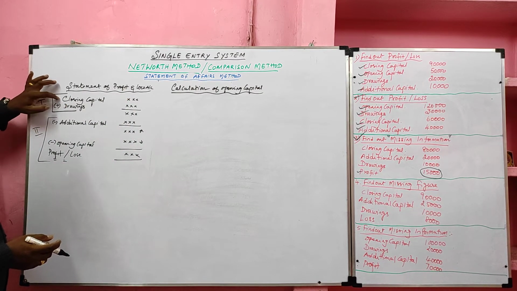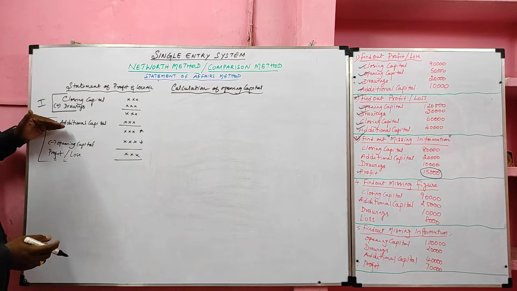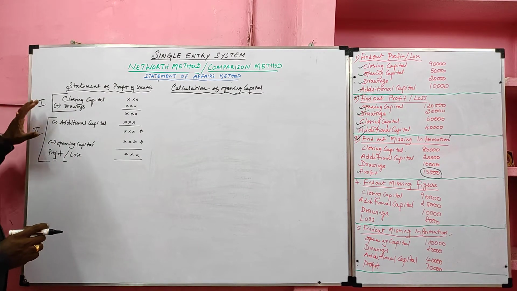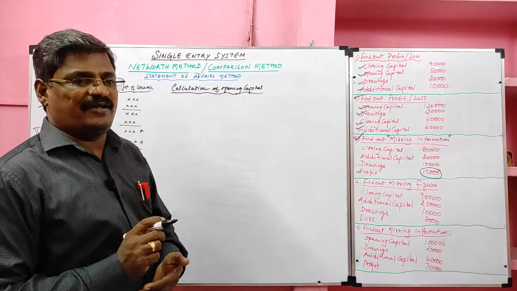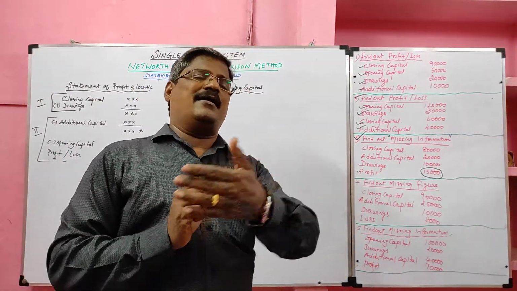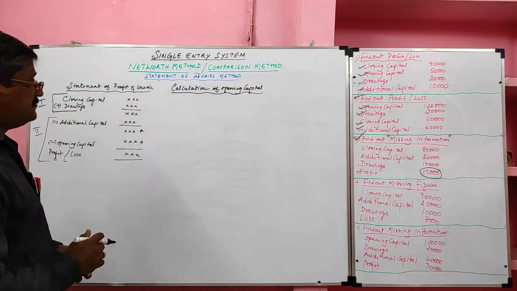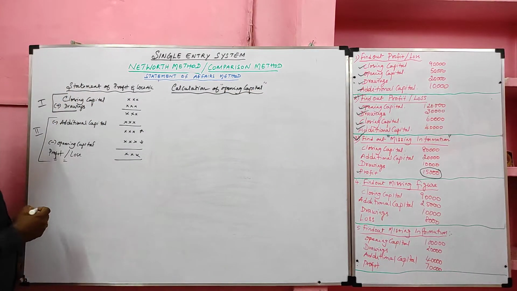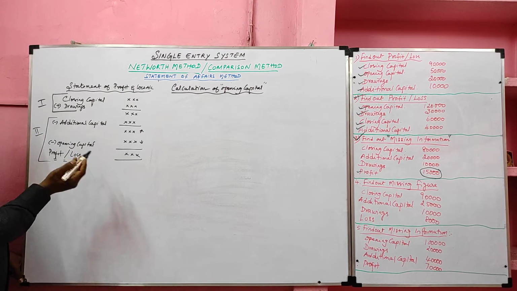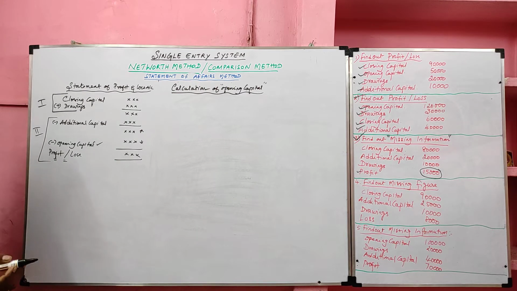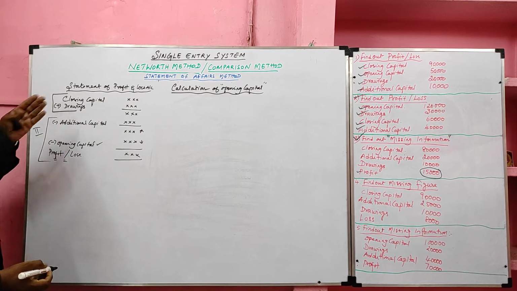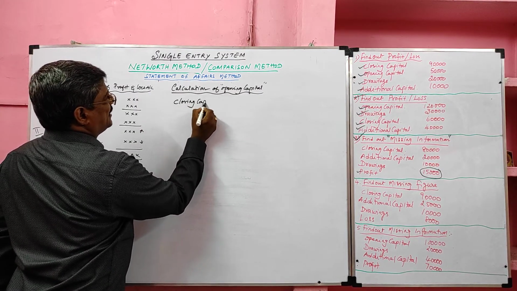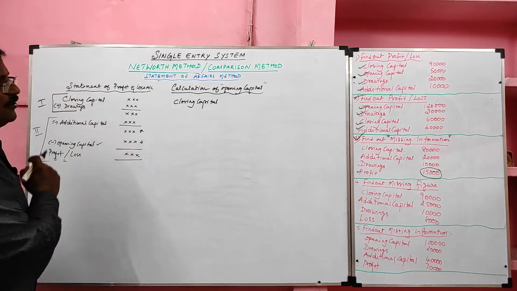In part 1, closing capital and drawing. In part 2, additional capital, opening capital, profit or loss. Okay, now we are thorough about the parts. Now here we are going to find opening capital. Opening capital, where does it lie, in the first part or in the second part? We know it is in the second part. Yes students, the item is missing in the second part, so we can start from closing capital.